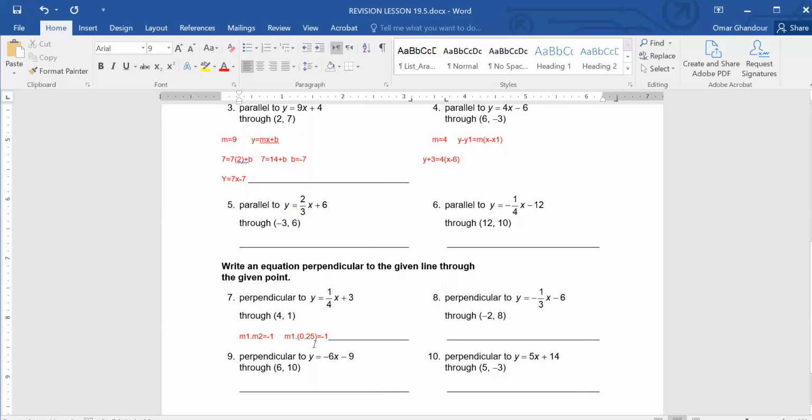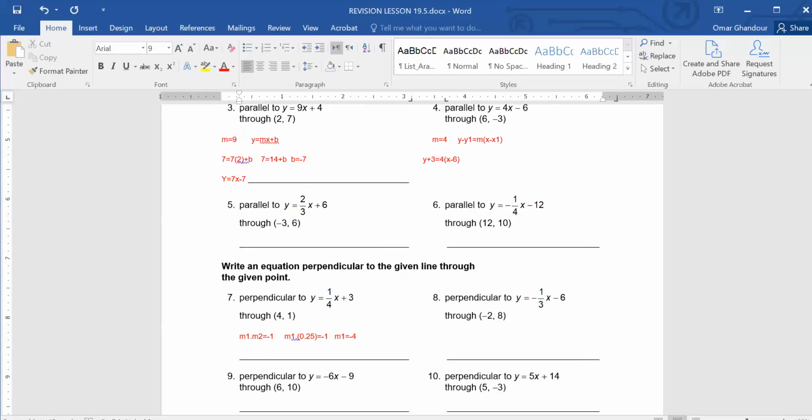And then what should I do? I will divide by 0.25 here and divide by 0.25 there. You will find m1 to be equal to, yes, -1 divided by 0.25, which will be -4. We found m1. Now I can write my equation.